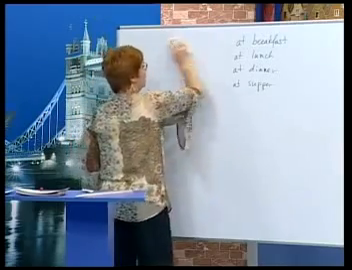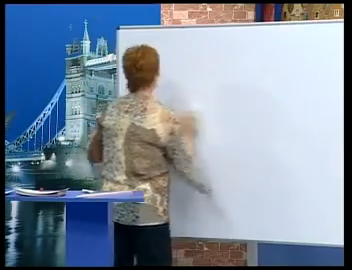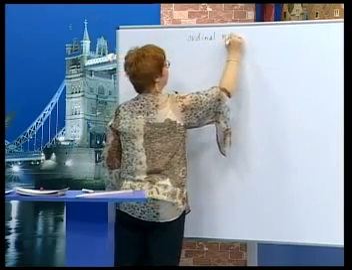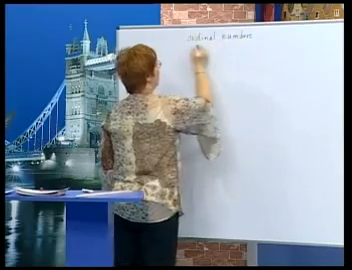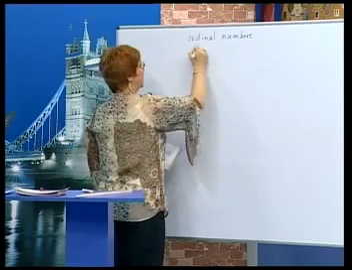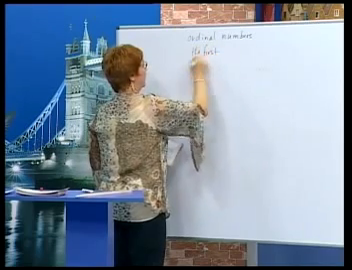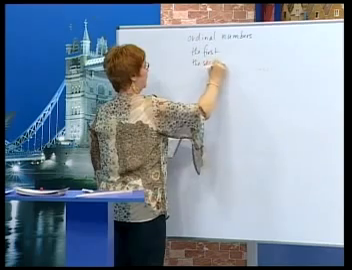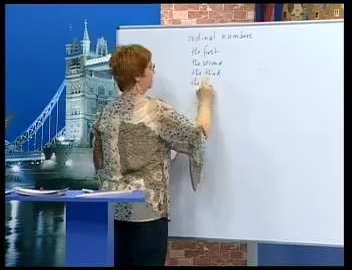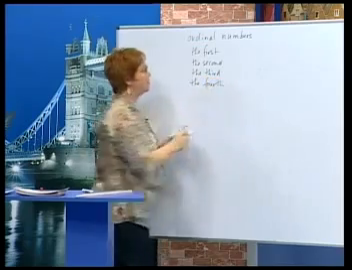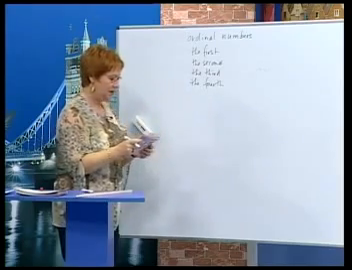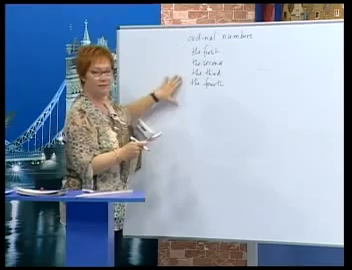Now, we saw these before. And remember that ordinal numbers are the ones that show the order. Okay, so we have, for example, the first, the second, the third, the fourth. Okay, so because we're talking about the order of days in a month here. Now, we usually use the.